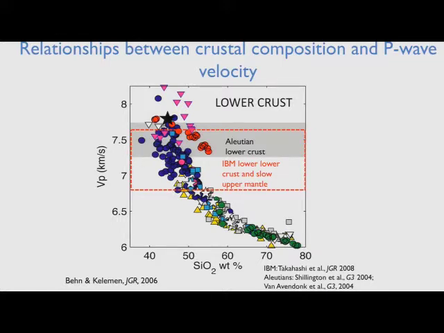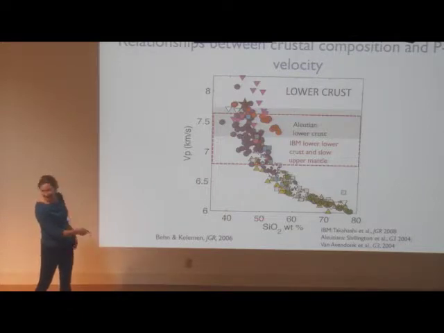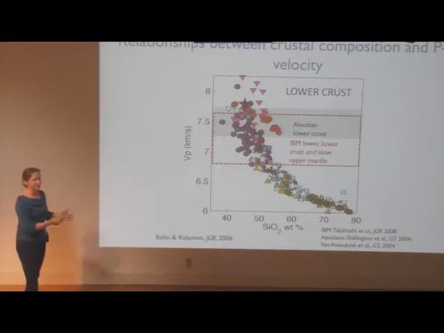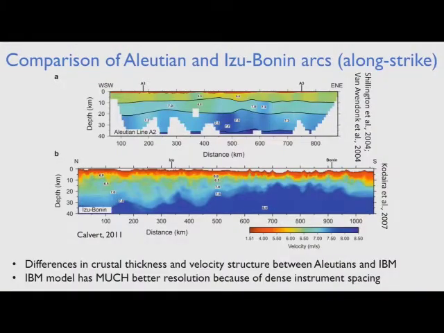In detail, especially for these more mafic compositions, you can see that a lot of different rocks over a wide range of silica contents have similar P-wave velocity. So there's some uncertainty, but this is still a useful tool, and I'll come back to the uncertainty part. Otherwise, we have this line I showed you before where we had like 100 kilometers between our instruments. So the resolution of this versus this is a whole different world.